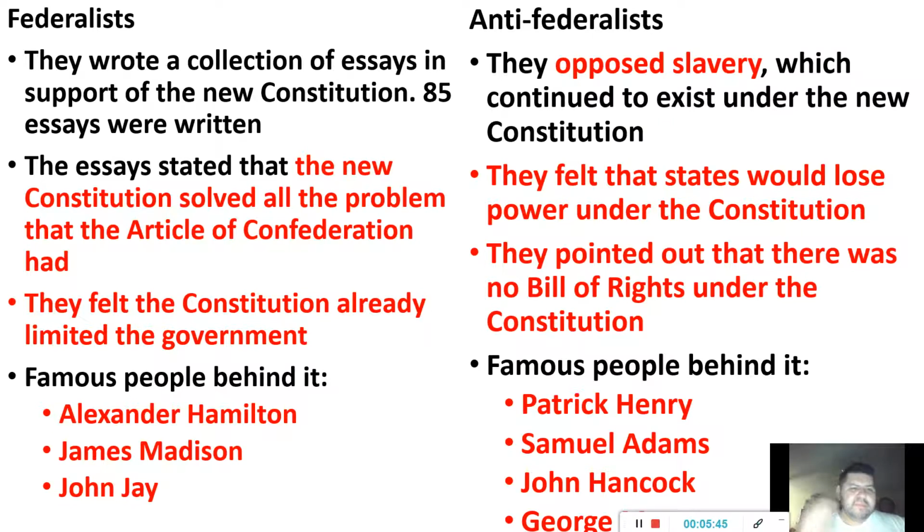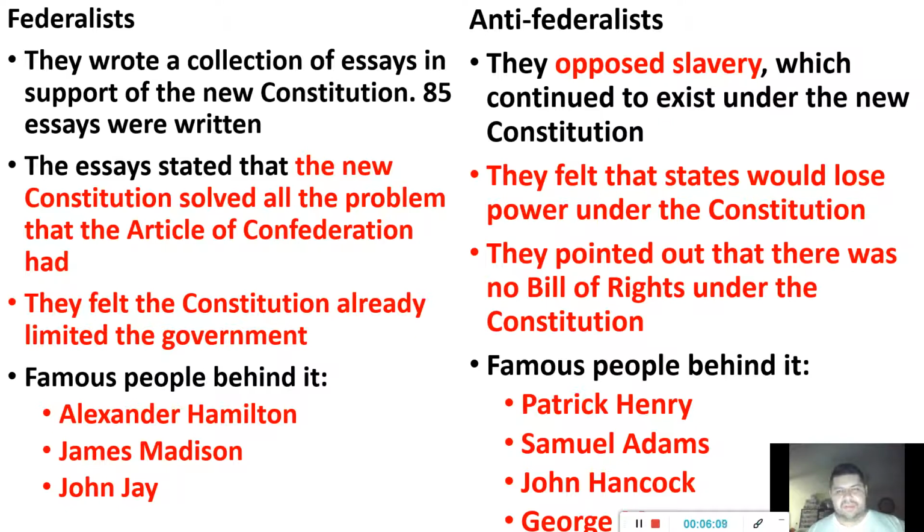So people who were Federalists were Alexander Hamilton, James Madison, and John Jay: a future Secretary of the Treasury, a future President, and the first Supreme Court Justice. The Anti-Federalists, one of their biggest things in common was that they opposed slavery.